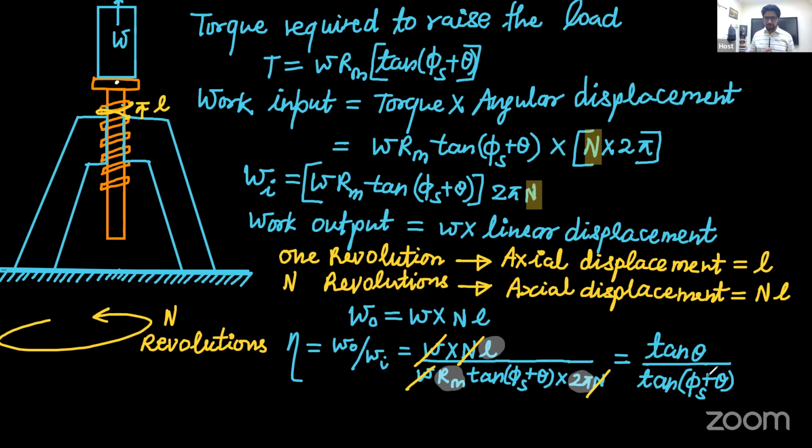This is the efficiency formula. So if you know the lead, the mu-s value and the mean radius, then you can calculate theta and phi s. And once you calculate theta and phi s, you will be able to calculate the efficiency. Mug up this formula. Make sure that you remember it.